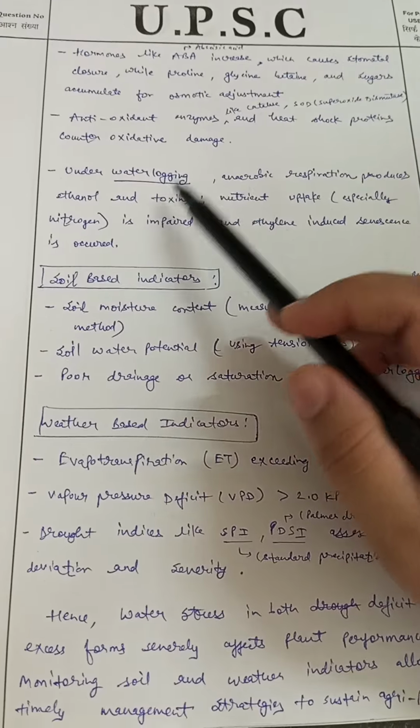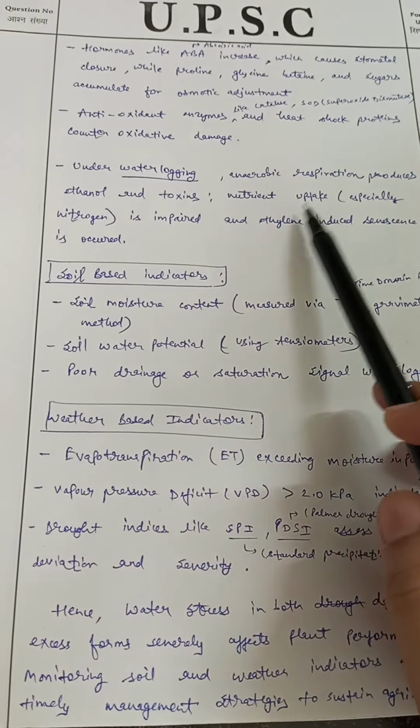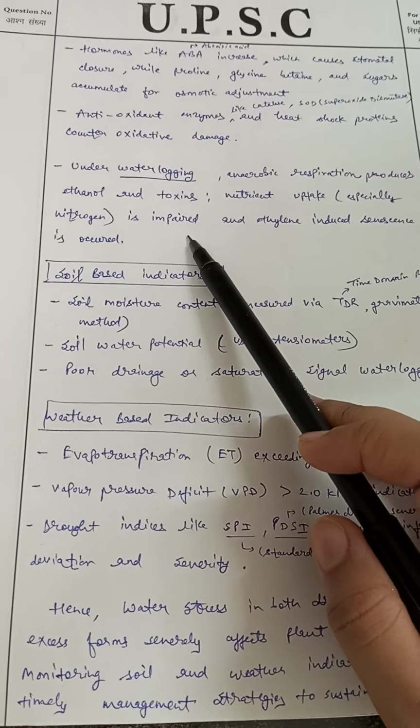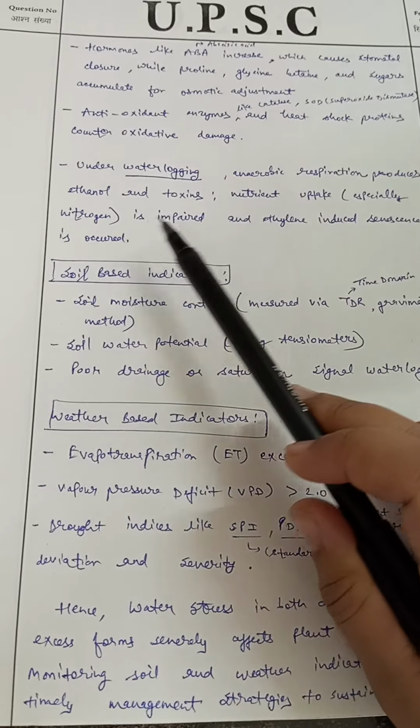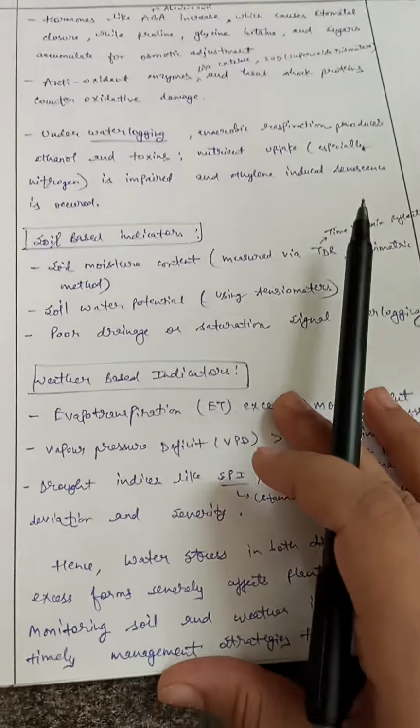And under waterlogging conditions, anaerobic respiration produces ethanol and toxins, nutrient uptake, especially nitrogen, is impaired, and ethylene-induced senescence occurs. So these are the physiological changes that occur during water stress.